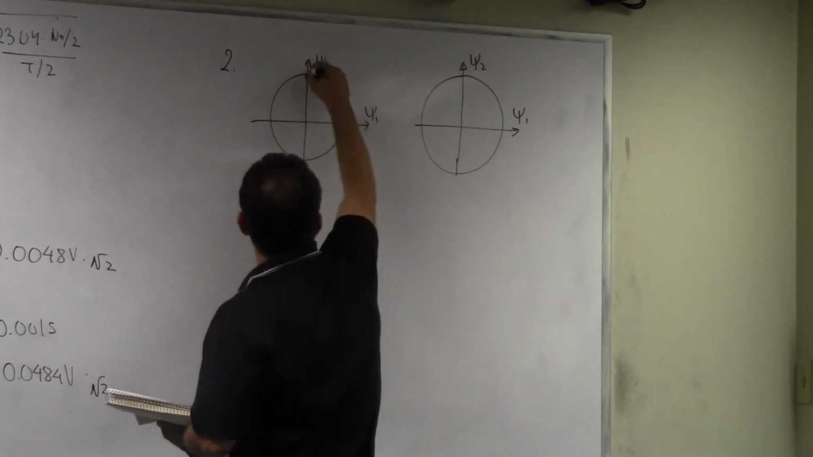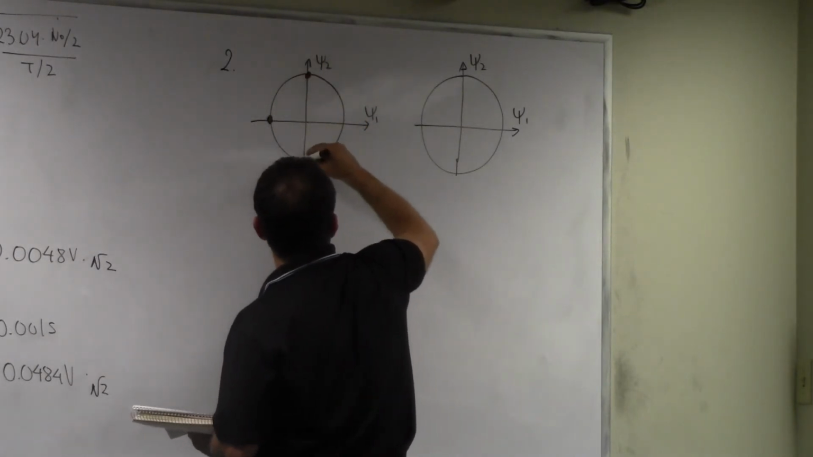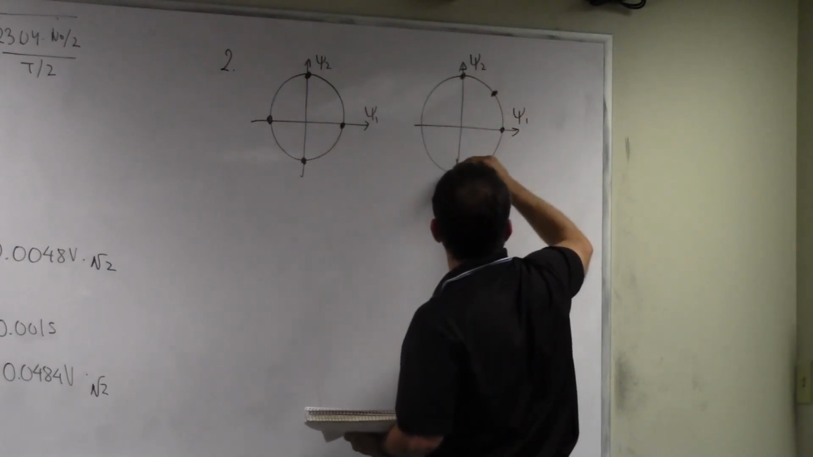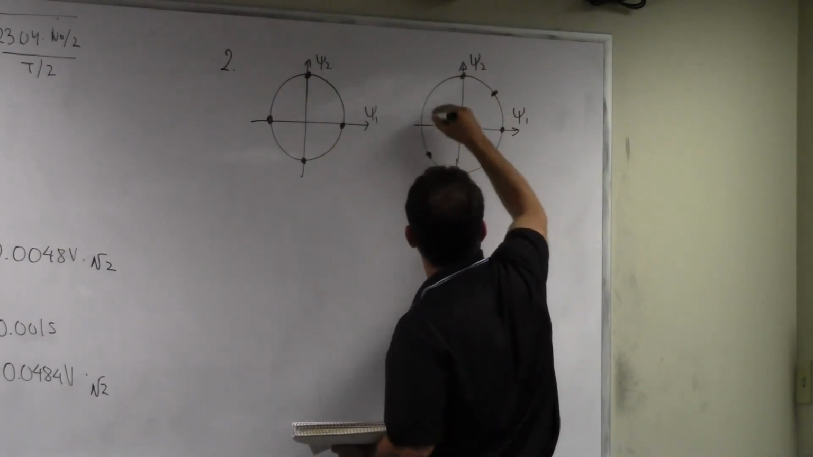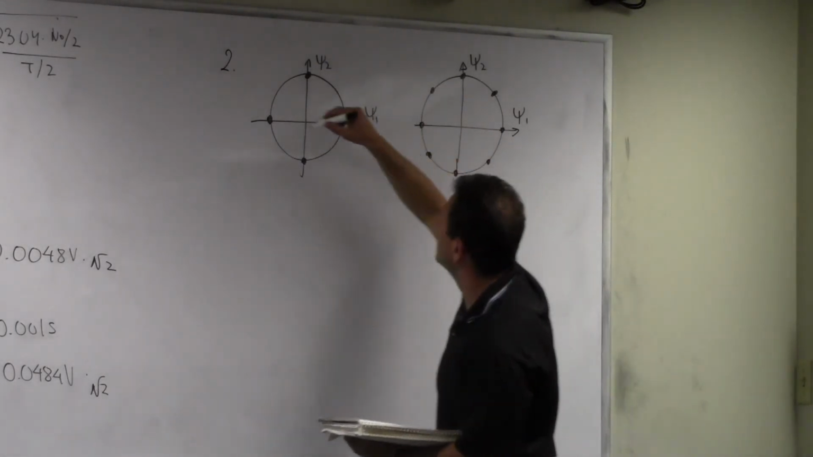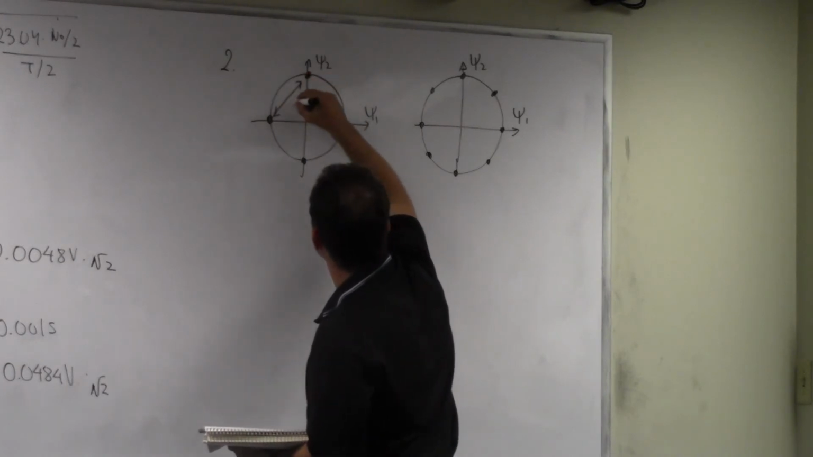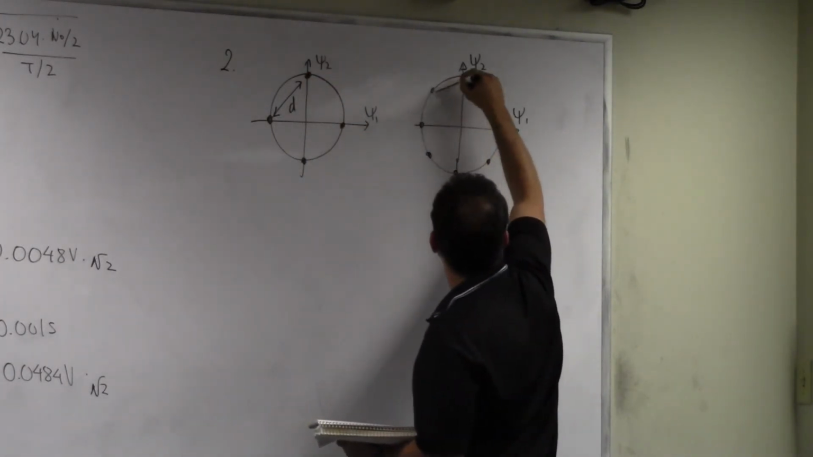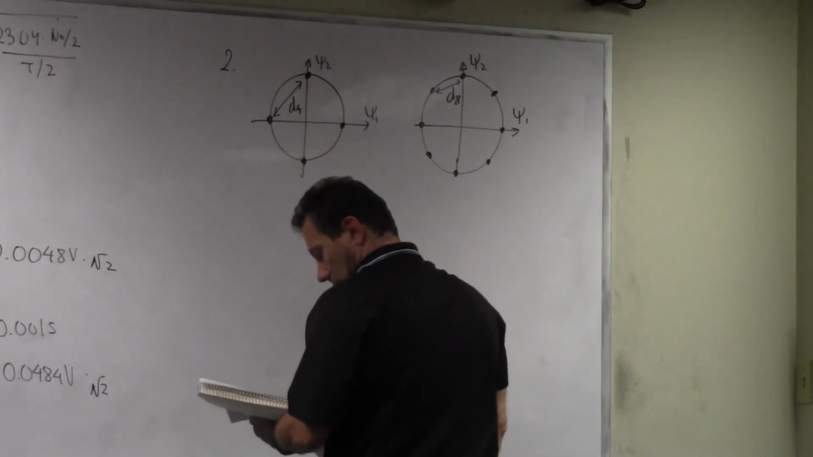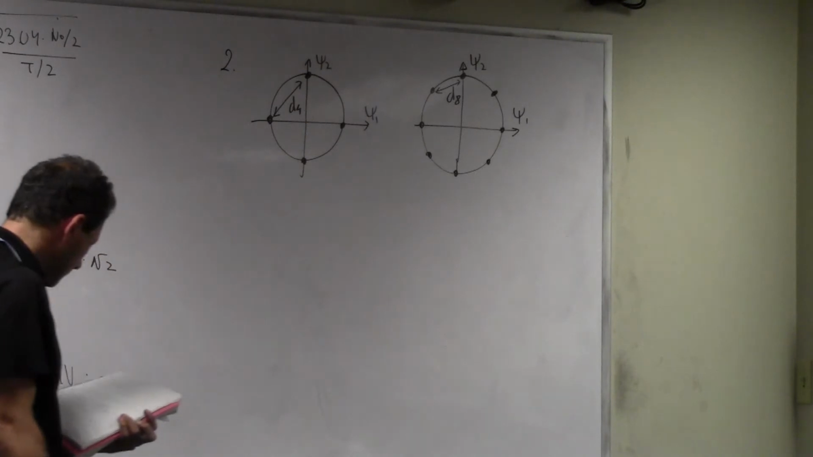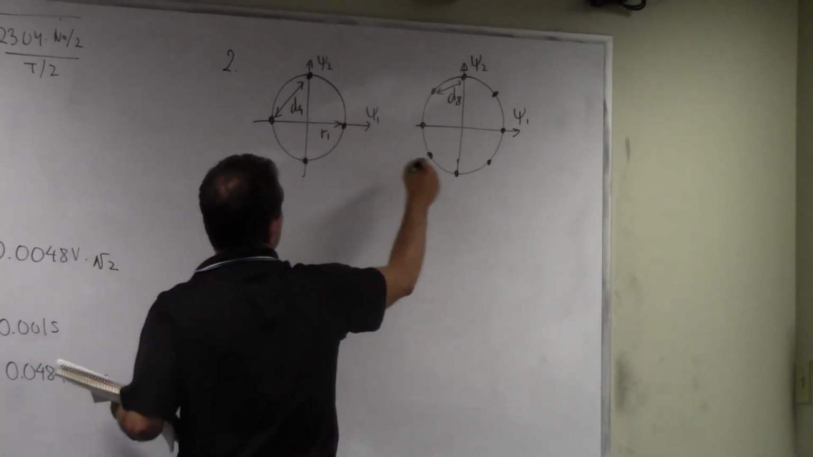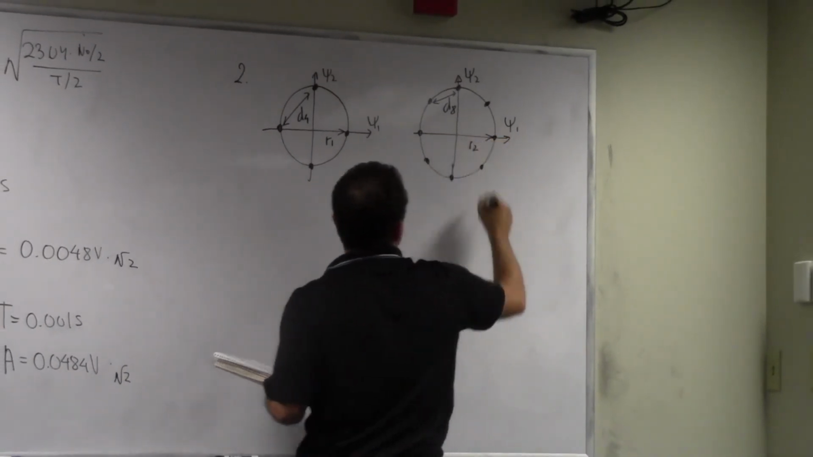I have 4 symbols here, and I have 8 symbols here. And then this is the distance between 2 adjacent symbols, D, and this is D. Let's call this D8 and D4. It says here, determine R1 and R2. This is R1, this is R2.